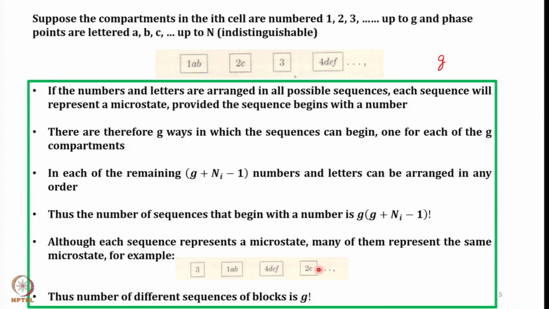Although each sequence represents a microstate, many of these sequences will be the same microstate. For example, if you compare this with this, here you see the third is empty, but it is starting with number 3. 1AB, 1AB, 4DEF, 4DEF, 2C, 2C. Thus the number of different sequences of the blocks is obviously G factorial. There are G substances which can be arranged in G factorial ways.